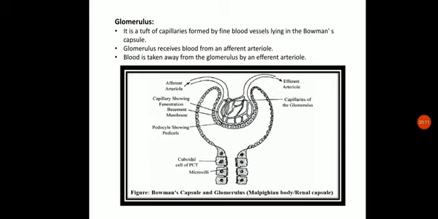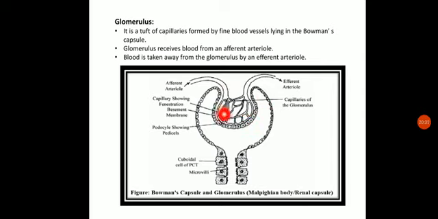So this is the Malpighian body. Okay, so what is the Malpighian body? It consists of the complex formed by a glomerulus. So here this is a glomerulus. It's a complex formed by glomerulus, connective tissue and Bowman's capsule. A connective tissue will be connecting both the Bowman's capsule and the glomerulus.